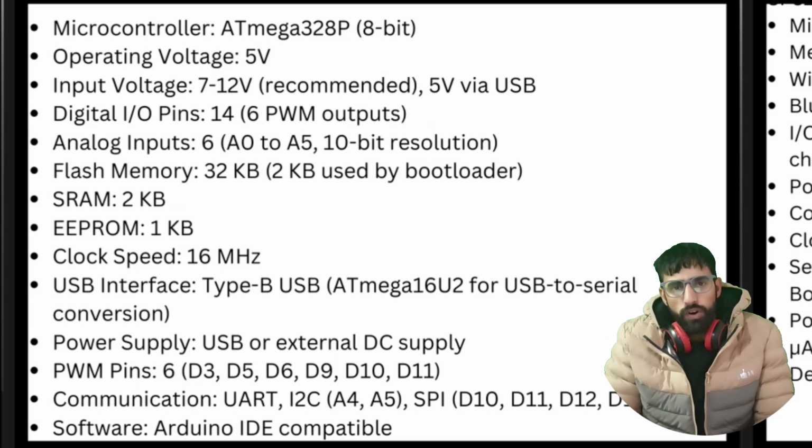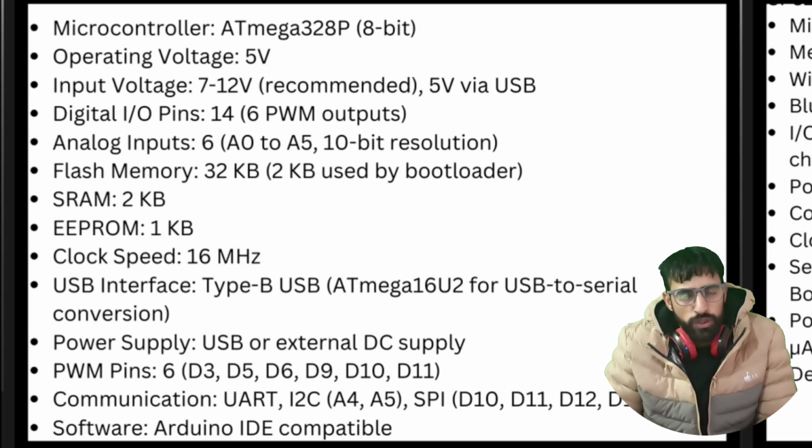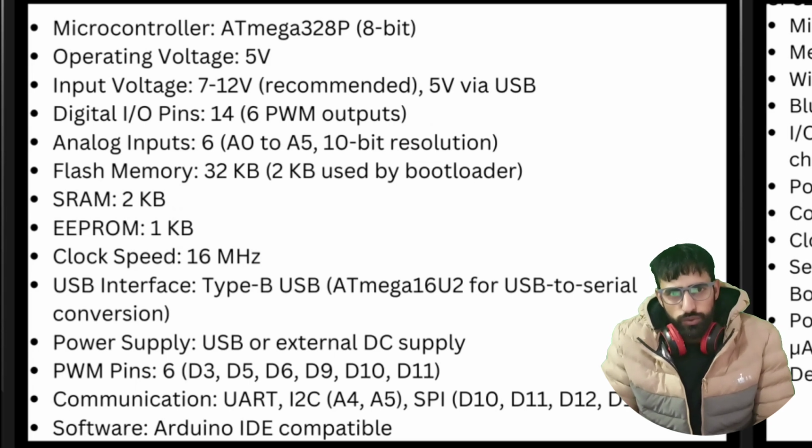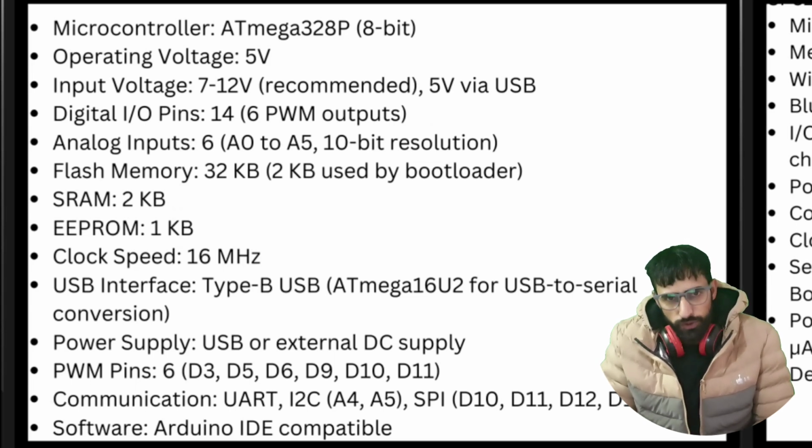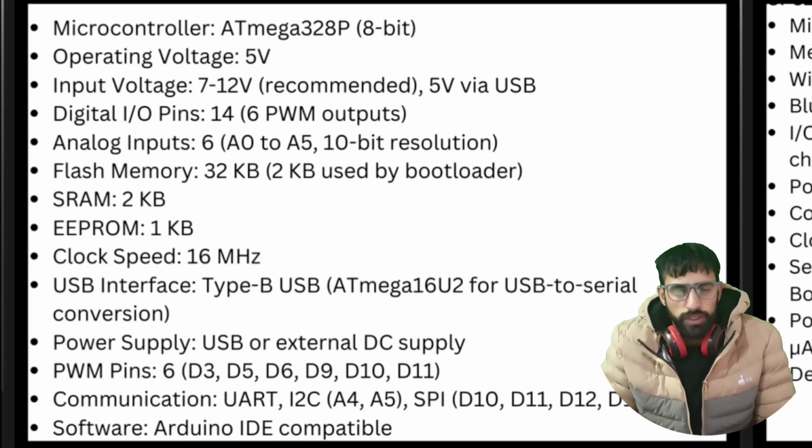Now, what is the difference between the Arduino Nano and Arduino Uno? There's a little bit of difference, not that much. The Arduino Nano has analog pins A0 to A7. The Arduino Uno has A0 to A5. There is a 12 volt jack in the Arduino Uno that's not in the Arduino Nano.